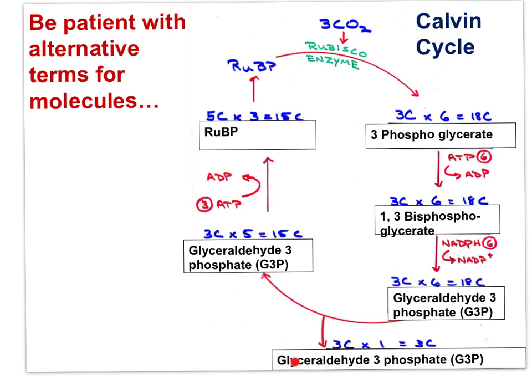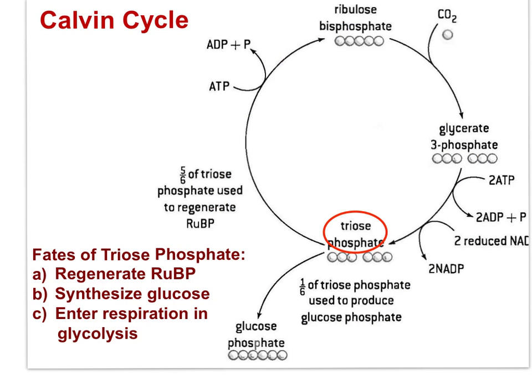G3P, also known as triose phosphate, is the first carbohydrate formed in the Calvin cycle. Here is a diagram of the Calvin cycle produced by an IB study guide. If you prefer the simplicity of the black line drawing, spend some time studying this diagram. The various fates of the triose phosphate molecule are 1.